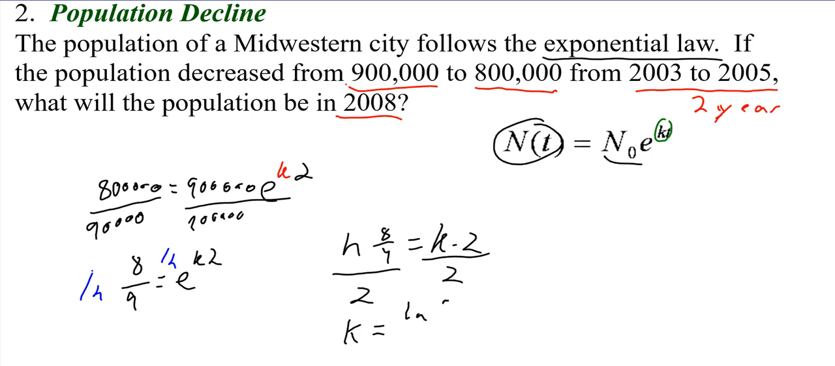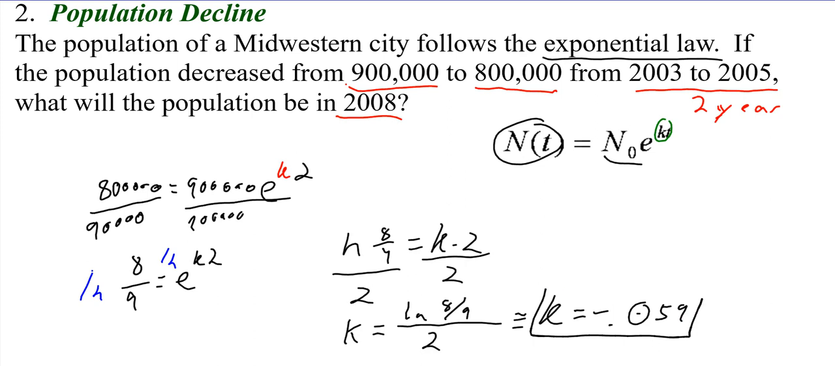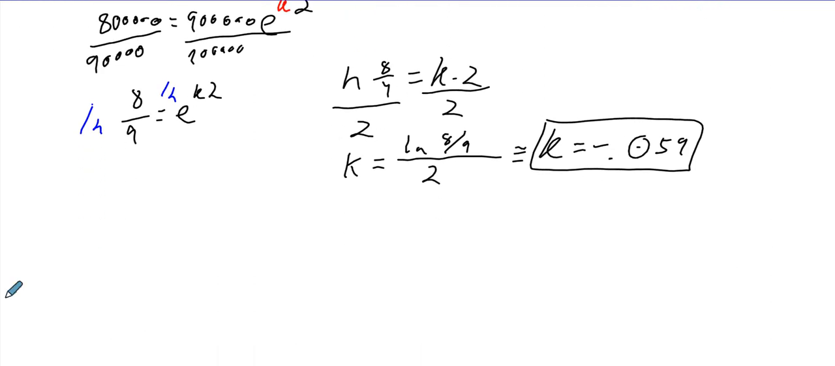ln of 8 over 9 divided by 2. Typing that into my calculator, I'm going to see that I get a K being equal to negative 0.059. Okay. Now, using that K, now that I have my growth rate, and it's declining, so I see that my K is less than 0, it's negative. Now, I want to find the population, or potential population, in the year 2008. So doing that, I'm going to use that K value and use my equation that I started with before.